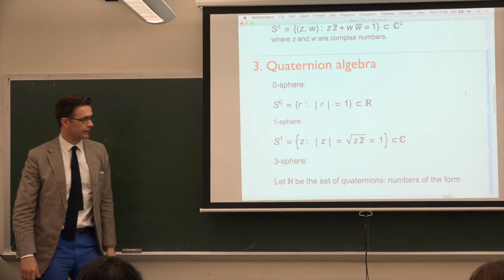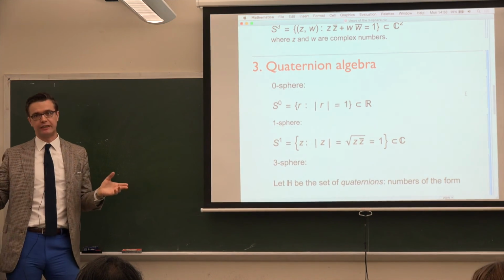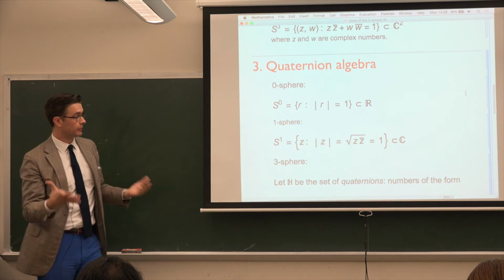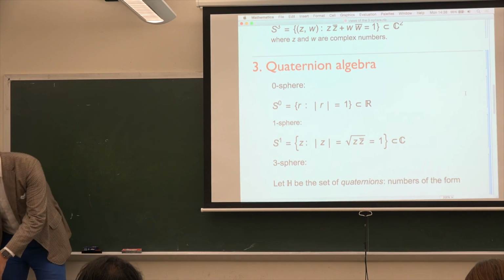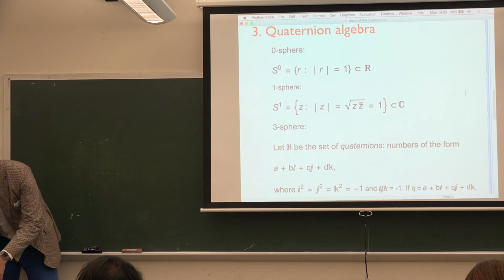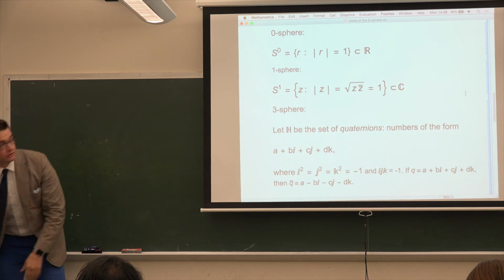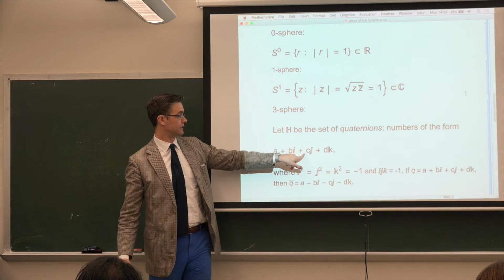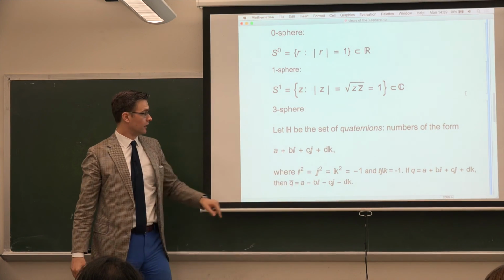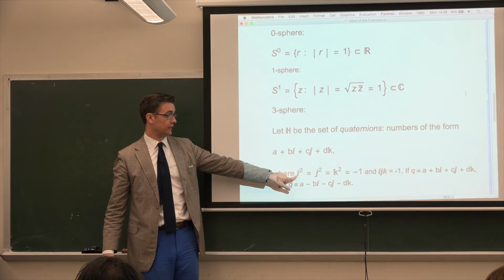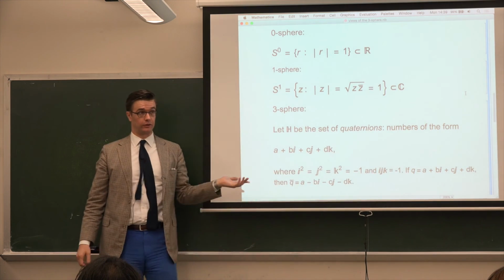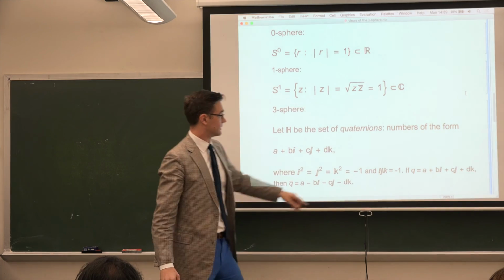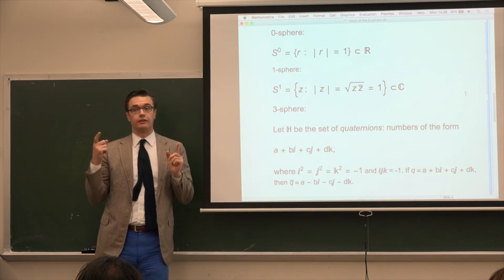Hamilton in the 19th century spent many, many years trying to find a three-dimensional number system. He never could quite do it, but then he discovered that if you go to four dimensions, there is a natural number system, and it looks like this. You take numbers of the form a plus bi plus cj plus dk, where now instead of just i being a square root of minus 1, all of these are square roots of minus 1. And the slightly annoying thing is that the multiplication is non-commutative.